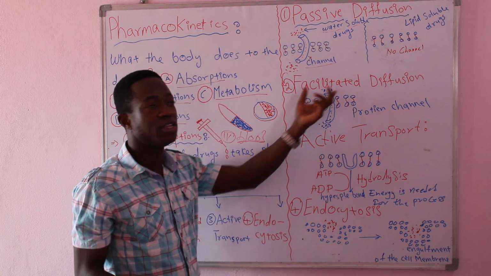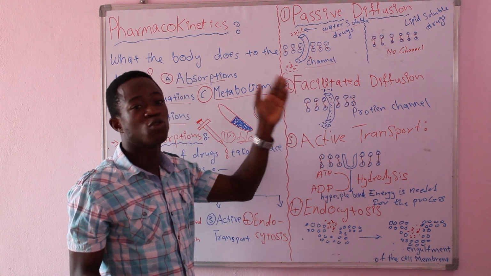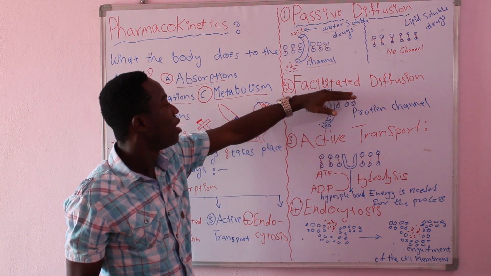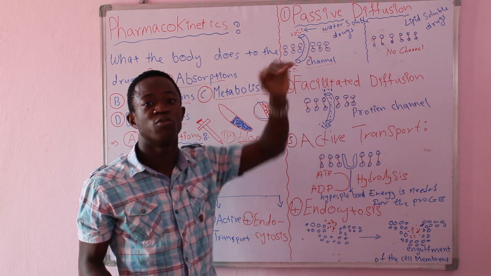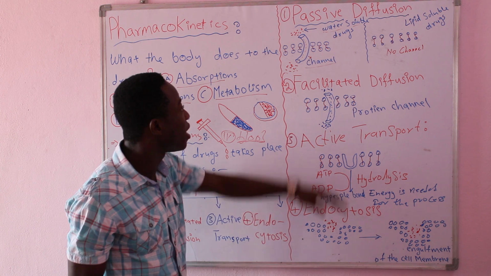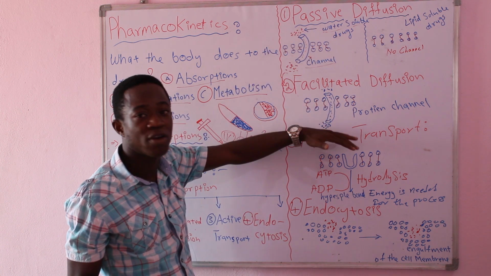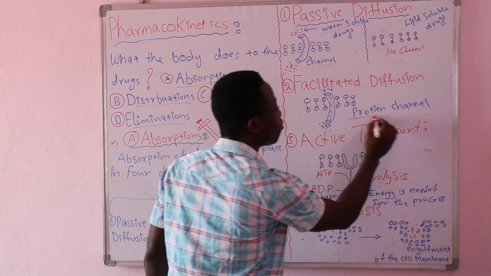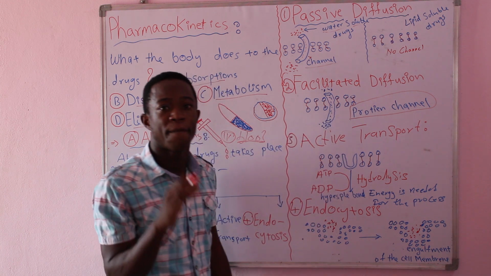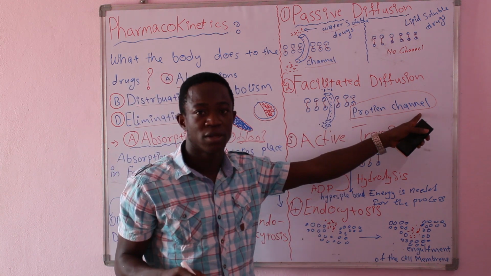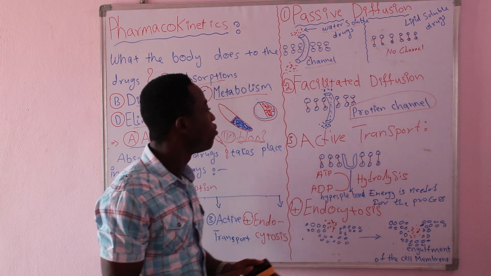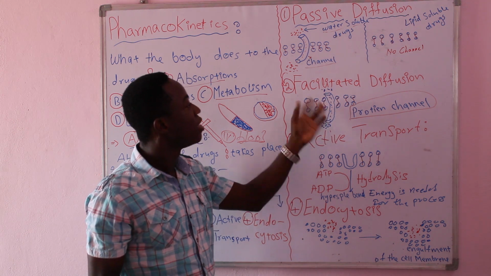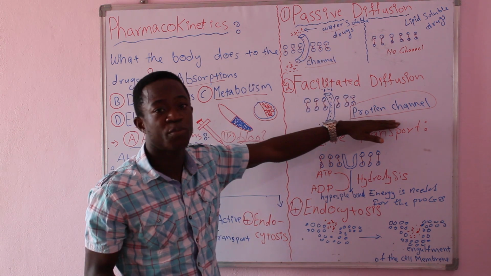So we talk about facilitated diffusion, another means for drugs to be absorbed. Facilitated, in other words, means something helps the drugs to move from one place to another. In the same way as passive diffusion, it moves from higher concentration to lower concentration. But here, the drug is transported by the help of a protein channel. So the protein channel will help the drugs to move from higher concentration to lower concentration.